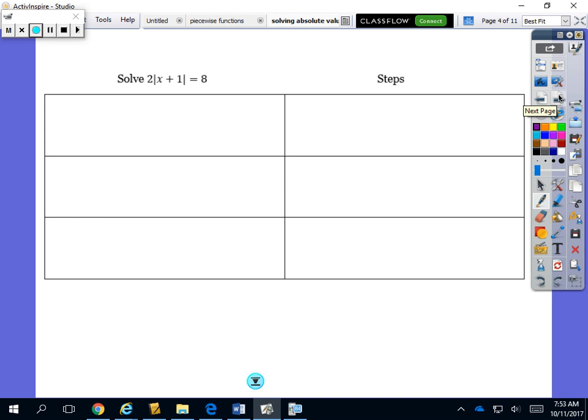So let's try one. We have that 2 times the absolute value of x plus 1 equals 8. Okay, so your first step in any of these types of equations, no matter what type of equation you're trying to solve, is to isolate whatever the function is. So we're going to isolate the absolute value.